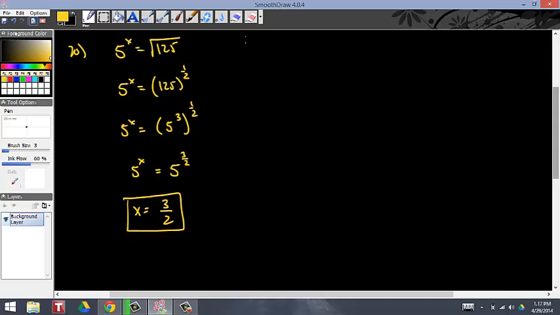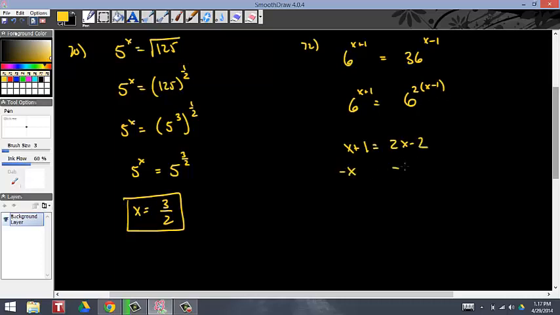Let's do something like number 72. It reads 6 to the x plus 1 is equal to 36 to the x minus 1. Alright, so again, get the bases to be the same. So 6 to the x plus 1 is equal to 6 squared to the x minus 1. So here we have x plus 1 equals, I'm going to replace and distribute all at once, so 2x minus 2. So I subtract x from both sides, and then I add 2 to both sides. So all that goes away, so I get x equals 3. Alright, that's one of the harder ones in that section.